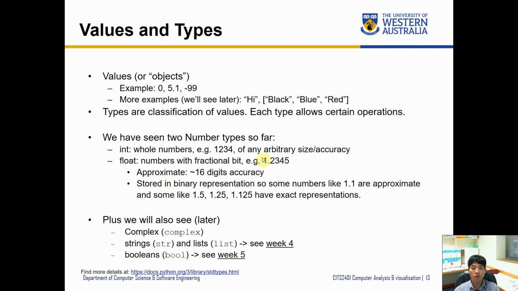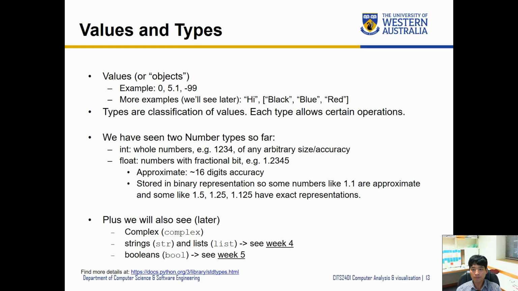So for example, we have 0 or 5.1 or -99. These are all values. Some other types of values can be things like "hi", or something inside a square bracket, which is called a list. "Hi" is a string. Inside a square bracket is a list of strings. It contains strings. If it was numbers, it will be a list of numbers, and so forth. Those are all types of values that we can have in Python. We will see these very shortly in a few videos later.